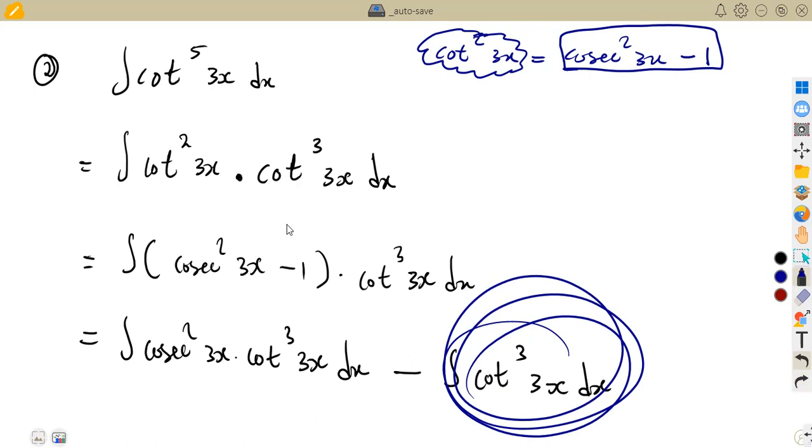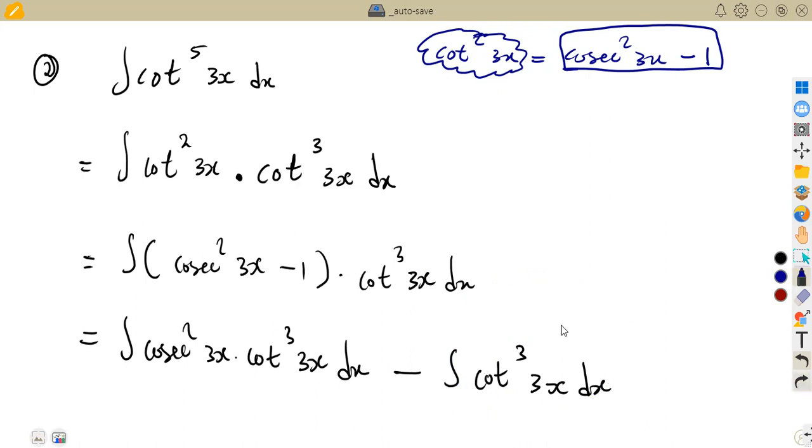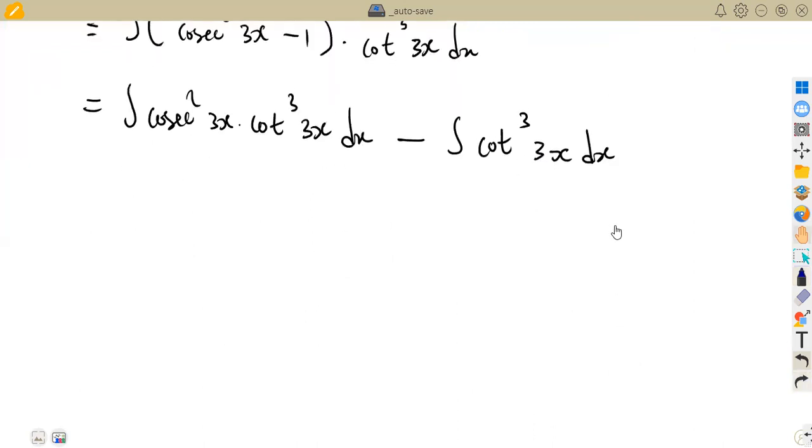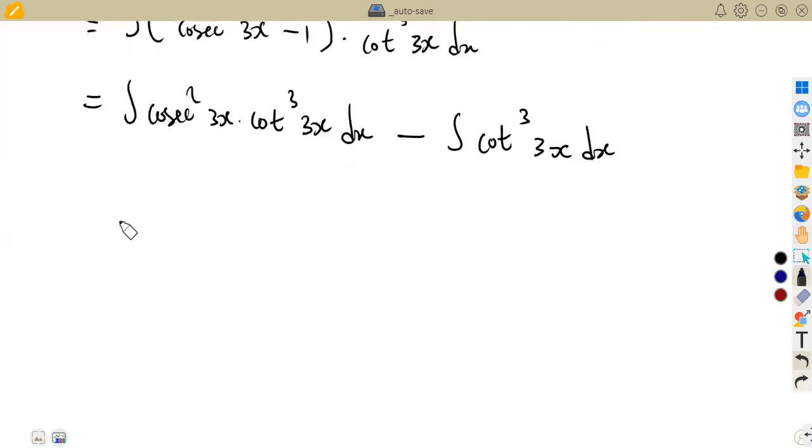You use the same way that we applied. So meaning to say, we are going to consider the same simplification. How can we expand this in terms of cot squared? So we are going to have, in terms of cot squared, this one. Let us just write it as it is: cosec squared 3x times cot cubed 3x with respect to x minus, we expand cot.